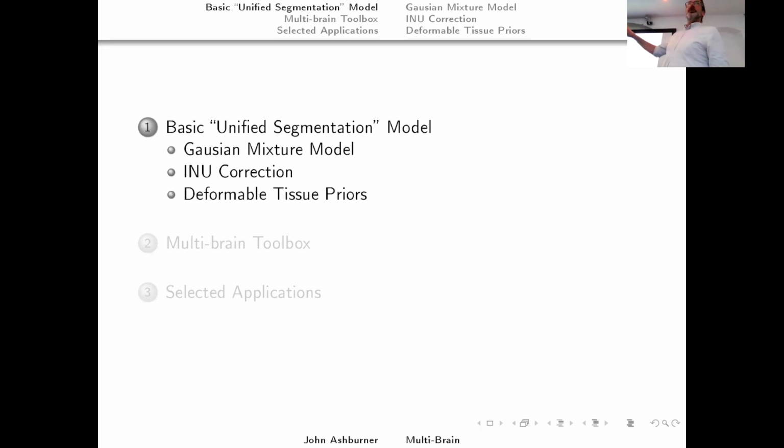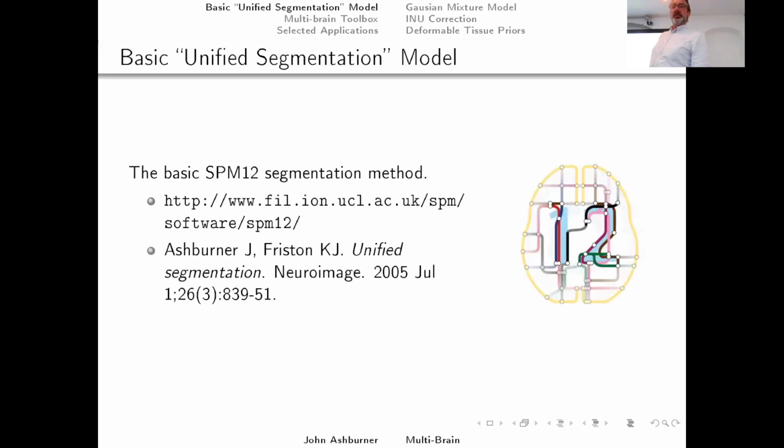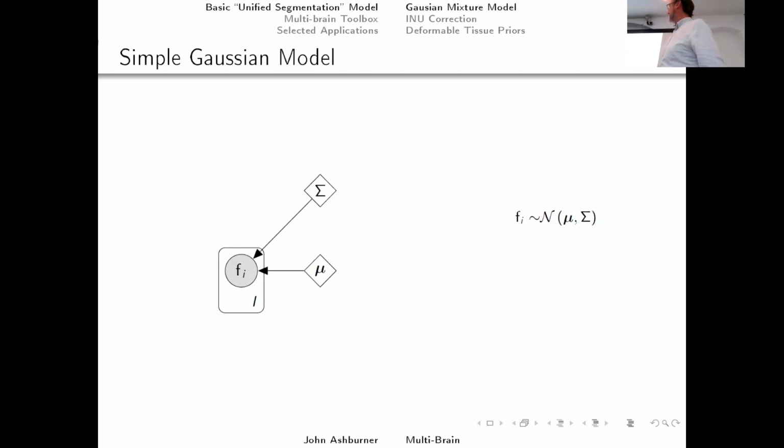Anyway, before I go on about the Multi-Brain Toolbox, I'll just put it into context and compare it to the unified segmentation method, which many people are using. Most are probably familiar with unified segmentation. I'll start simple, with a Gaussian model. This is how we represent it.